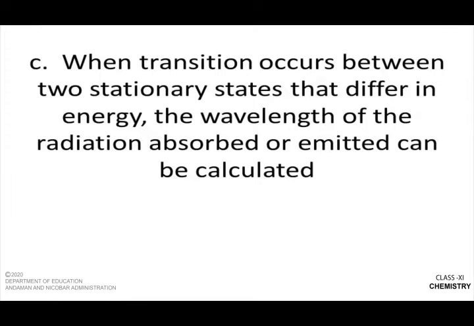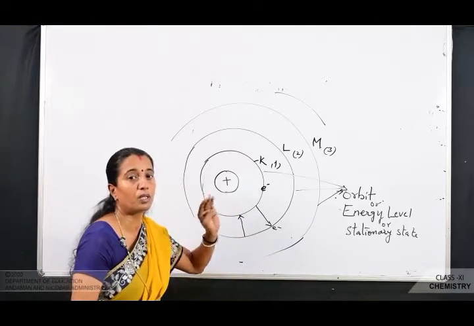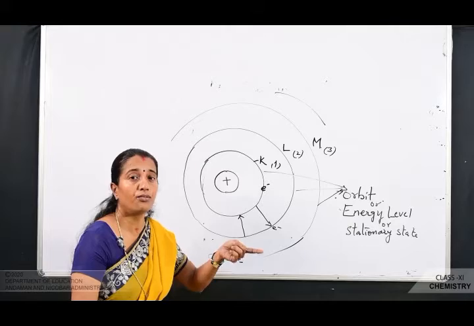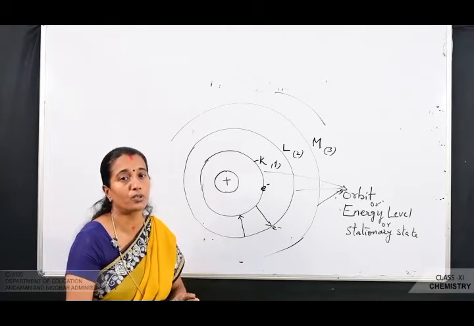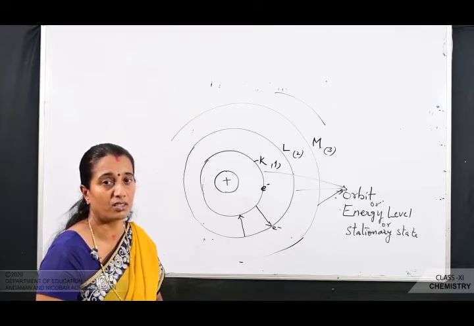According to the third postulate, when the transition occurs between two stationary states that differ in energy, the wavelength of the radiation absorbed or emitted can be calculated. That means, when the transition occurs between the two energy states, we are able to calculate the wavelength. If we can calculate the wavelength, we will be able to calculate the frequency, because both are inverse of each other. Now, let us see how.